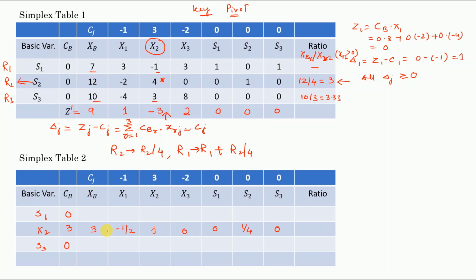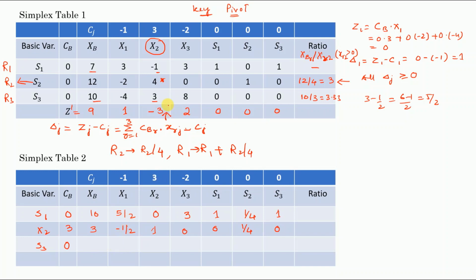Now look at this, we have already calculated R2 by 4 here in this row. So it means you have to add the elements of this and this one, because this is R1 and R2 by 4 is this one. So 7 plus 3, this is 10. 3 minus 1 by 2, if you calculate, this is 6 minus 1 by 2, this is 5 by 2. So here it is 5 by 2. Minus 1 plus 1, this is 0. 3 plus 0, this is 3. 1 plus 0, this is 1. 0 plus 1 by 4, this is 1 by 4. 1 plus 0, this is 1.